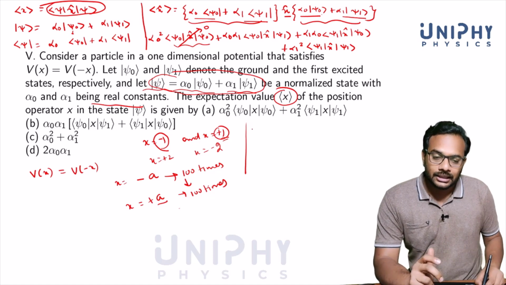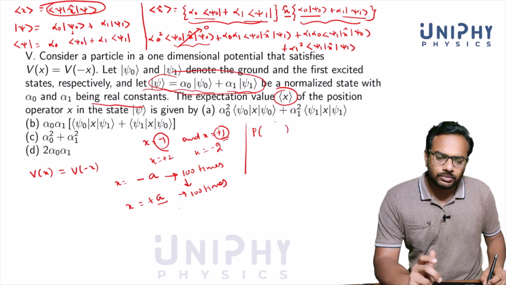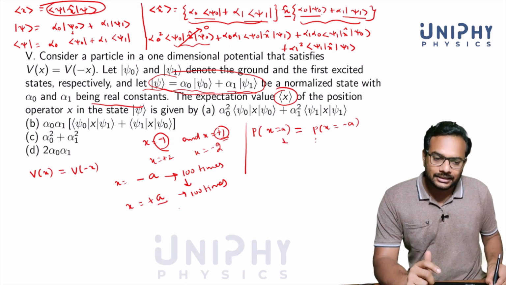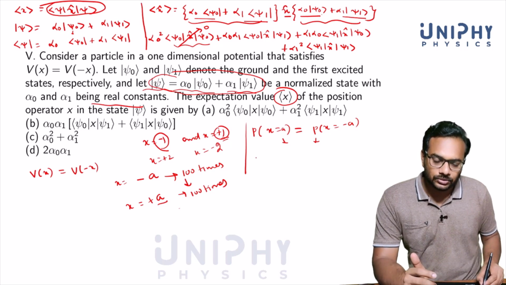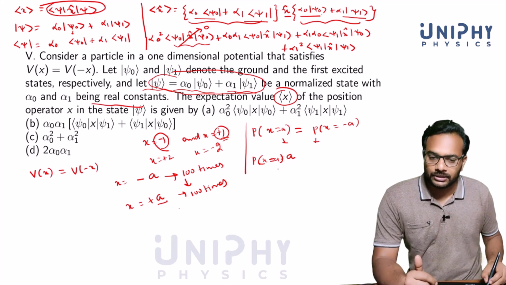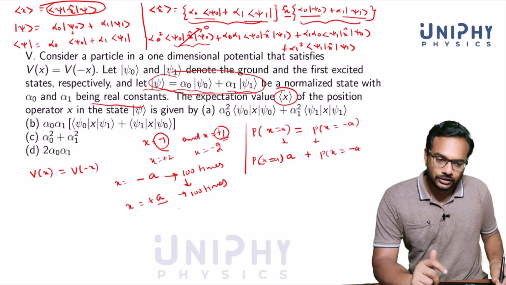So let's say the probability for finding x equal to a is exactly the same as the probability of x equal to minus a. Let's take the contributions from these results. When you take the average, the contribution from x equal to a would be p of x equal to a, the probability for measuring the particle at x equal to a, multiplied by a, just like we did in the previous case, p1 a1 plus p2 a2 etc. Here it's the probability of finding the particle at x equal to a multiplied by a, plus the probability of finding the particle at x equal to minus a multiplied by minus a.